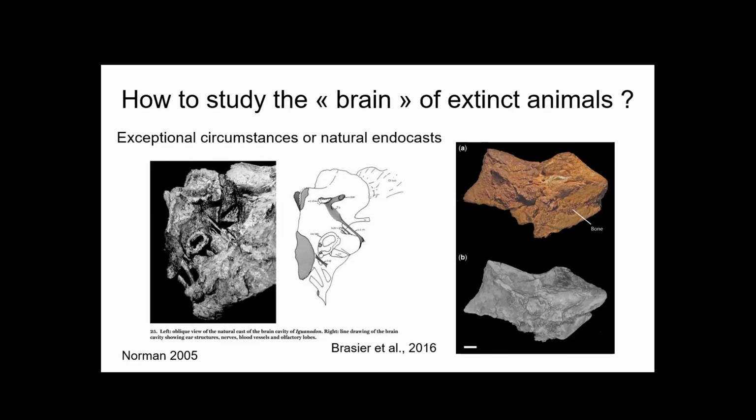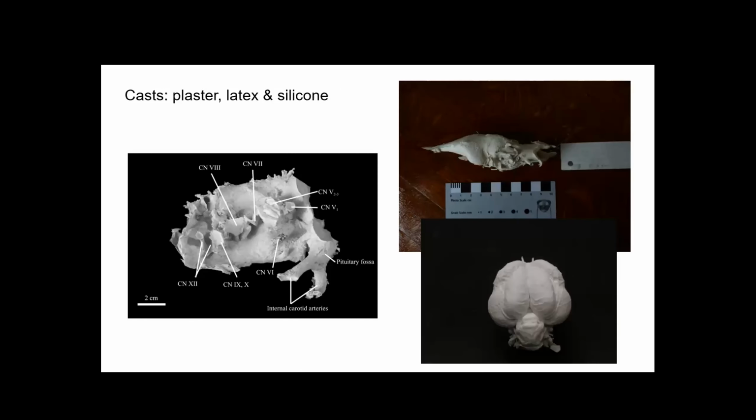So to expand the data sets, paleontologists started to make casts, at first in plaster. They would fill the endocranial cavity with plaster, and then we had to break or cut open the skull to retrieve the cast. So it was a very destructive method. It would at least damage and sometimes even destroy the specimen.